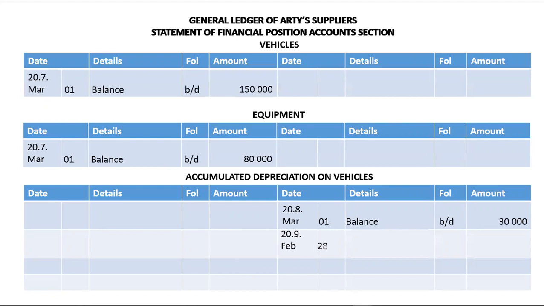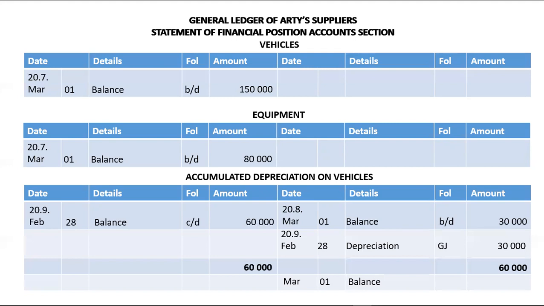And we're going to write it as depreciation, the contra account. It was recorded in the general journal. It will be 30,000. Our accumulated depreciation at the moment will now be sitting at 60,000. To balance this off, we are going to have balance carried down on the debit side of 60,000, and we're going to bring it or take it forward to the following financial year, which starts on the 1st of March 20.9, and the balance brought down will simply be that 60,000.